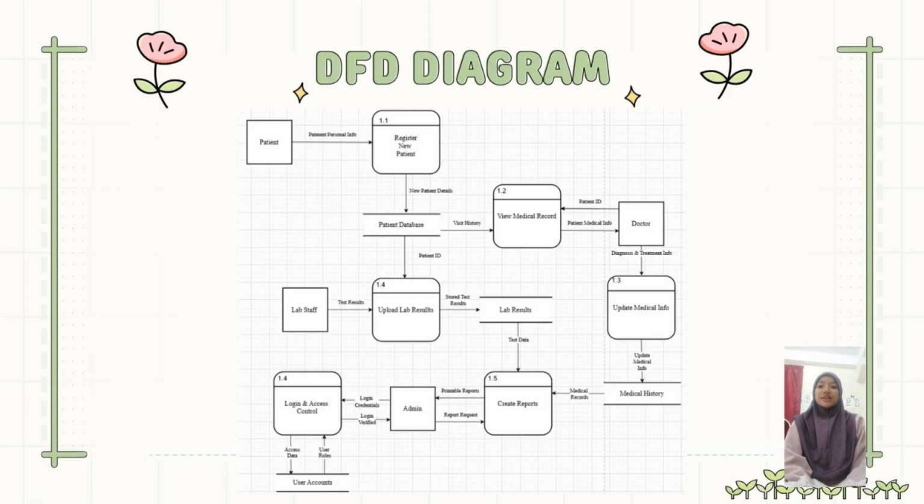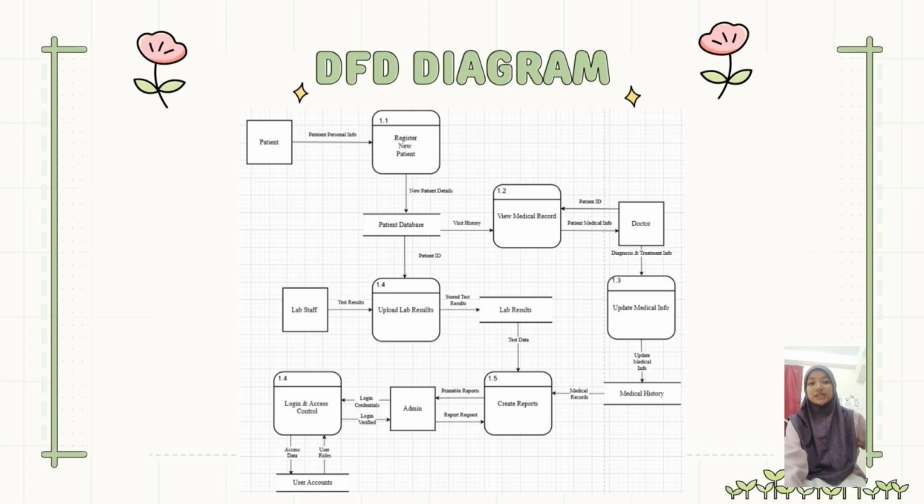This is the data flow diagram, DFD level 1. This system is used by the hospital to save and manage patient information. It helps the staff to register patients, update medical info, upload lab results, and make reports. 1.1, register new patient. The patient gives personal details like name, address, and phone number. The system saves this info in the patient database. Later, this info can be used again during follow-up visits.